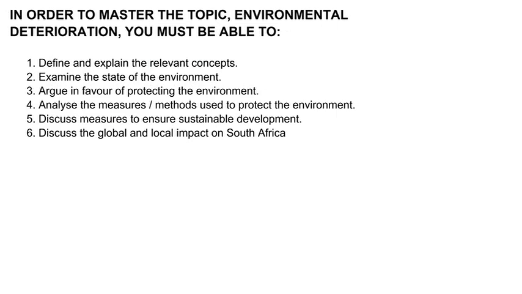Right, the last section that we're going to be looking at is environmental deterioration. In order to master the topic of environmental deterioration, you must be able to define and explain the relevant concepts, examine the state of the environment, argue in favor of protecting the environment, analyze the measures or methods used to protect the environment, discuss measures to ensure sustainable development, and discuss the global and local impact on South Africa.